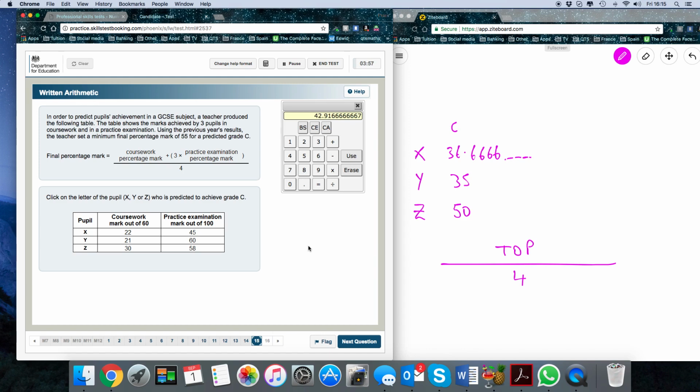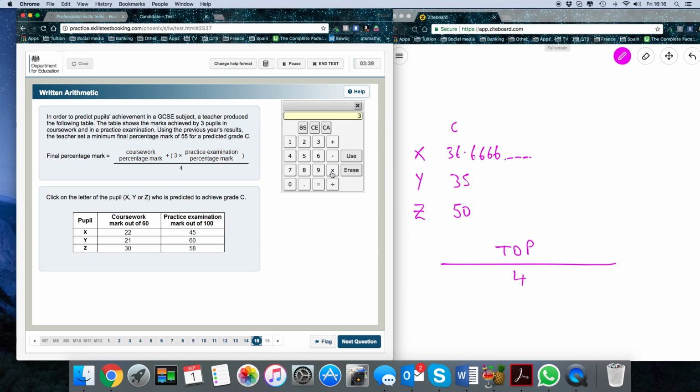Now, they need to get a minimum of 55 for a grade C. This person didn't get anywhere near it. So in a way, you don't really even need to use a formula with that one, but I'm just showing you the method. Okay, so pupil Y, we'll do the same thing.